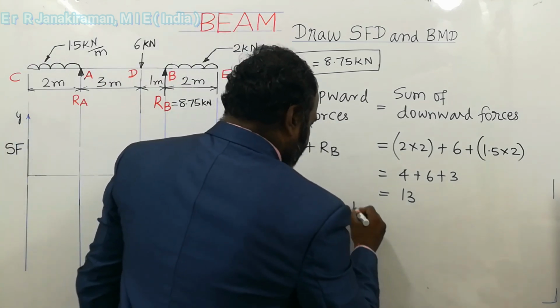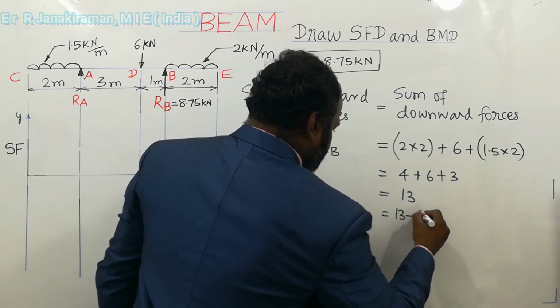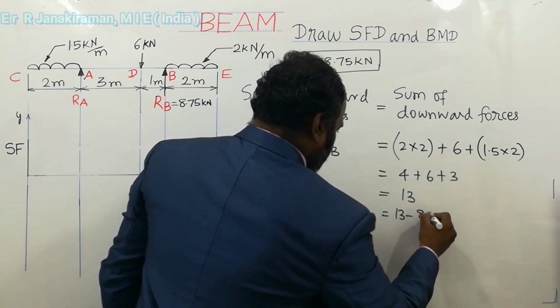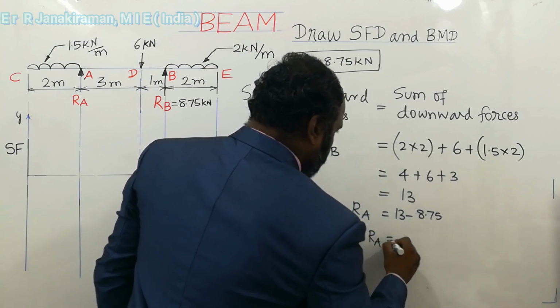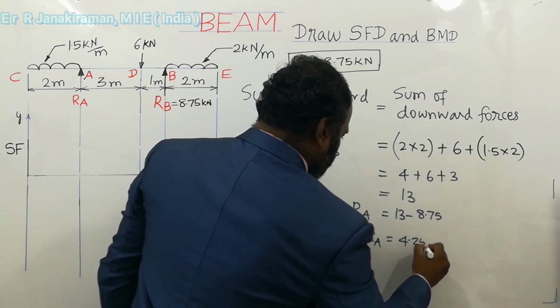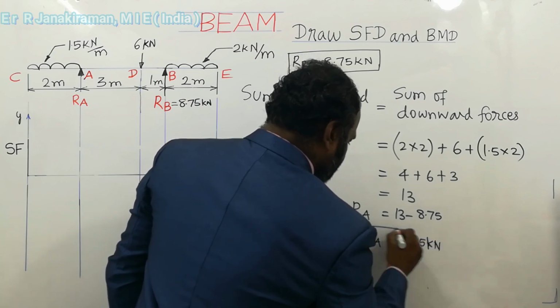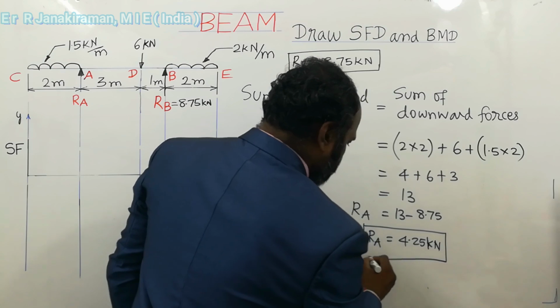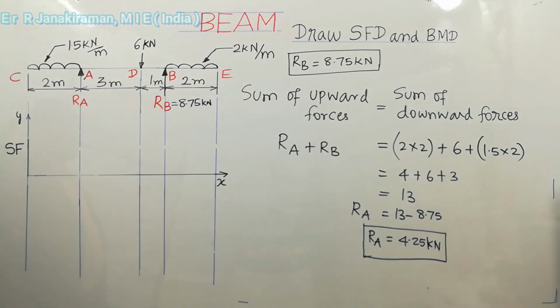So already we found RB value is 8.75 kilonewton. So therefore RA is equal to 13 minus 8.75. So therefore RA is equal to 4.25 kilonewton. Put the unit properly, so unit is a must. Unit carries marks. So now, so far we found RA and RB.